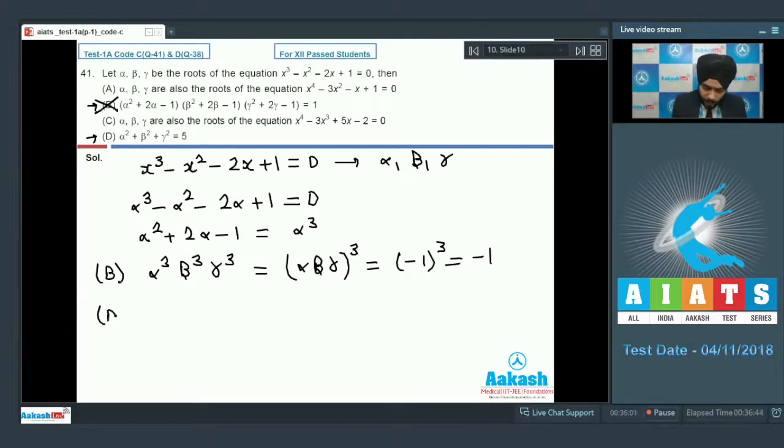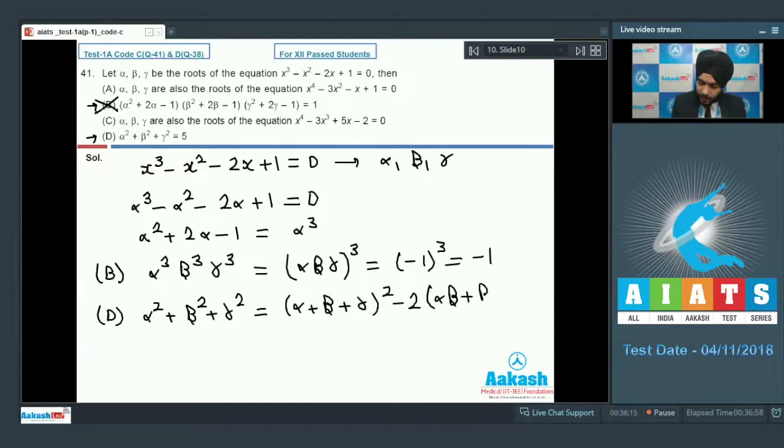Let us talk about option number D. Alpha square plus beta square plus gamma square. We have a standard identity: alpha plus beta plus gamma whole square minus 2 times alpha beta plus beta gamma plus alpha gamma. What is alpha plus beta plus gamma in this equation? The answer is 1. Alpha beta plus beta gamma plus alpha gamma is minus 2. So the answer is 5, which means option D is correct.